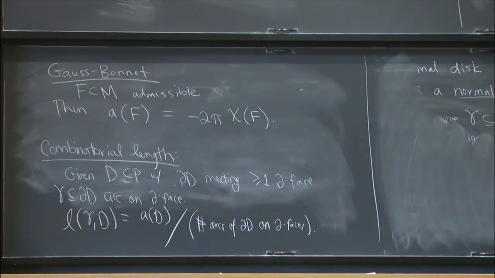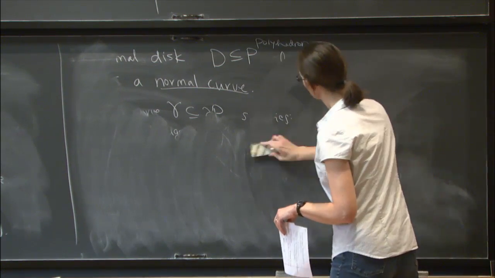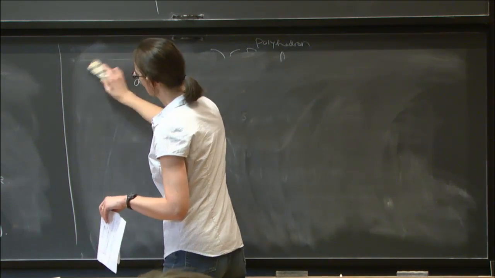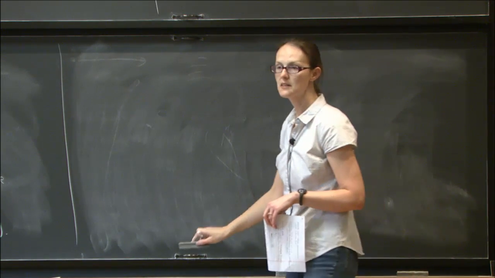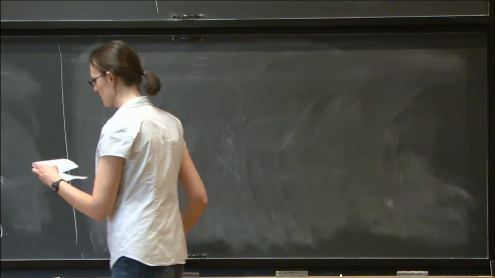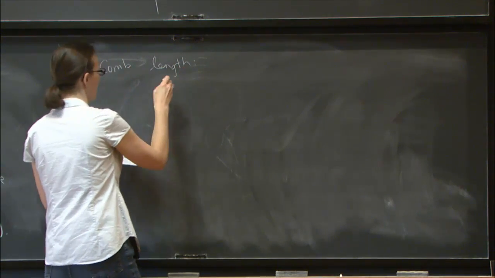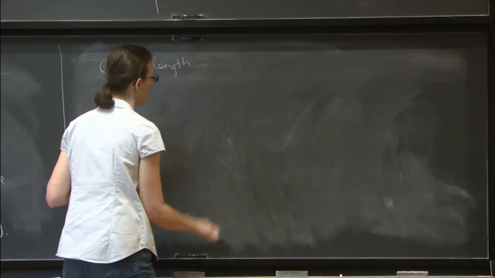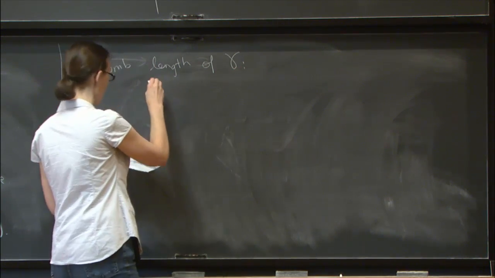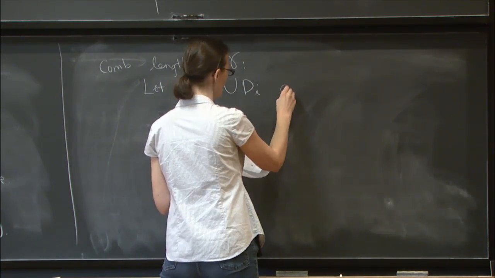Okay, so I'm going to use this to say something about combinatorial lengths of surfaces embedded in knot complements. So these are going to be essential surfaces, and we're going to be looking at boundary slopes, basically. And I want to say something about the slope lengths of these boundary curves. So the combinatorial length of gamma, we're going to let H be the union of admissible disks.